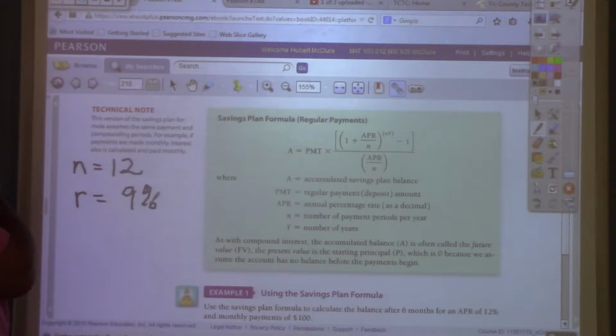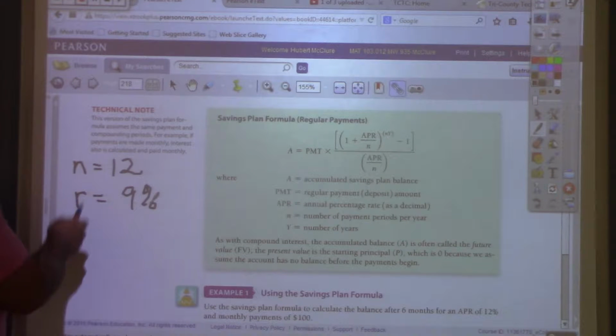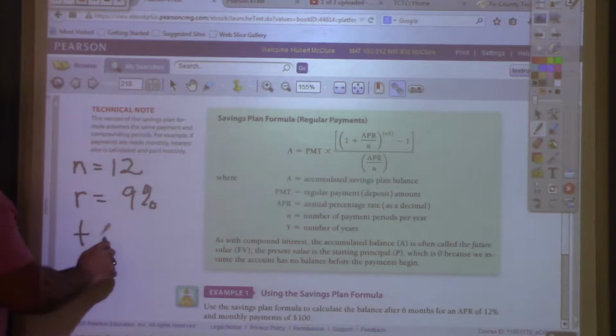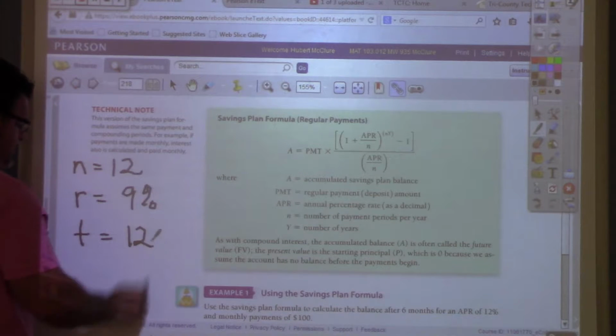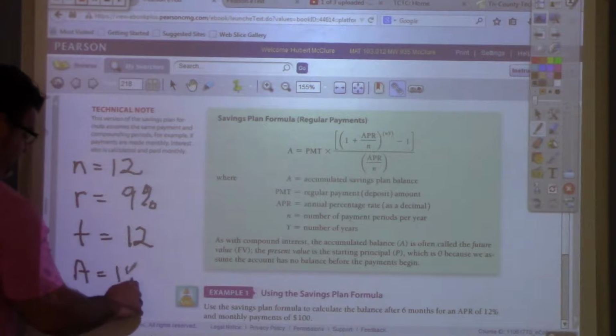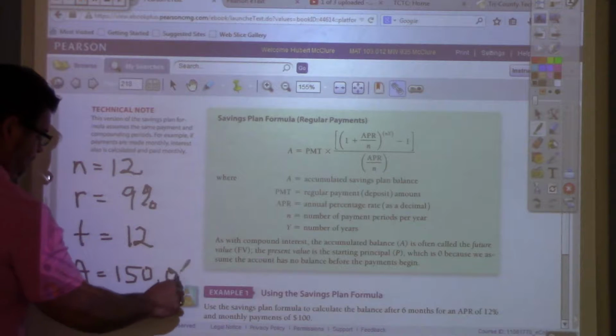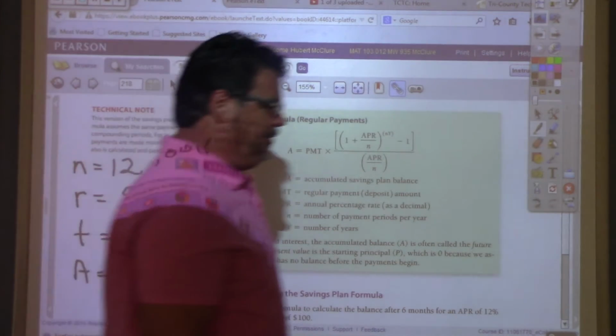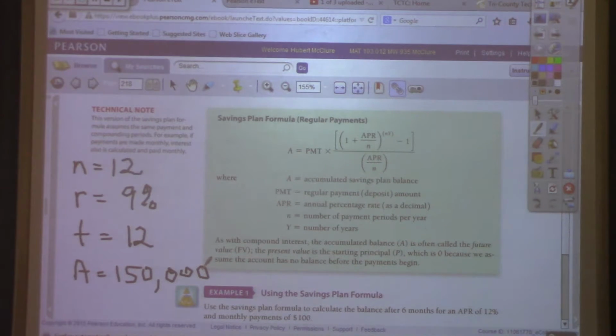CDs. And 12 years, N, or not N, that's N is 12, T is 12. We're going to put it in for 12 years. N is monthly payments. And we want to have, let's say, 150,000. So A is equal to 150,000. Let's say that kid gets scholarships, so 150,000 will help him with whatever he needs.